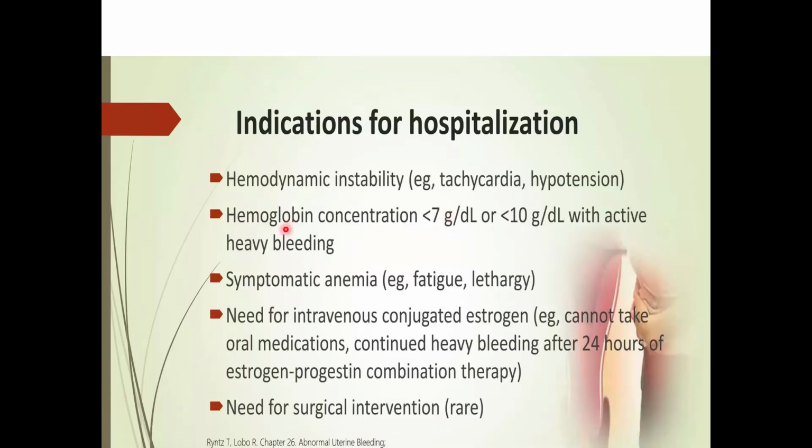Indications for hospitalization. Hemodynamic instability, if there is tachycardia and hypotension, severe hypotension, hemoglobin concentration less than 7 g/dL or less than 10 g/dL with active heavy bleeding, symptomatic anemia like fatigue, lethargy, need for intravenous conjugated estrogen, for example cannot take oral medication, continued heavy bleeding after 24 hours of estrogen progesterone combination therapy, and need for surgical intervention is rare.